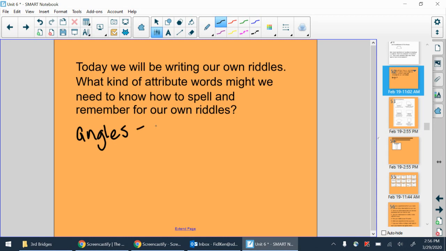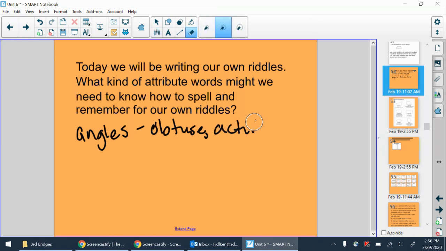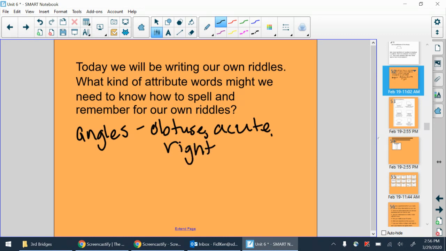So that might mean there's obtuse angles. There might be acute angles. I'm spelling that, I spell things wrong a lot with you guys, don't I? Acute and right angles, right? We could talk about, maybe sometimes our shapes have parallel sides. Sometimes they have congruent sides.